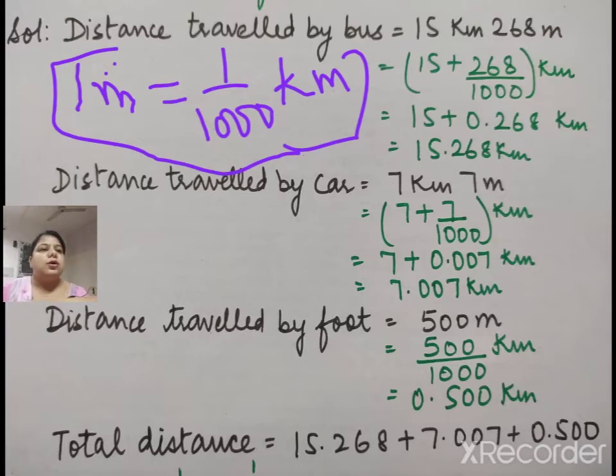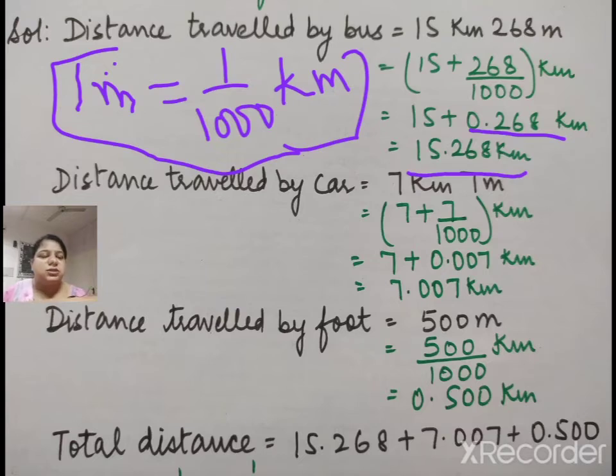So what will you get? It becomes 0.268 kilometers, and when you add up it will become 15.268 kilometers. I hope now you can do it verbally also, right? 15 means it is 15.000, so there is nothing after the decimal, so you have to add 0.268, so this can be added easily.